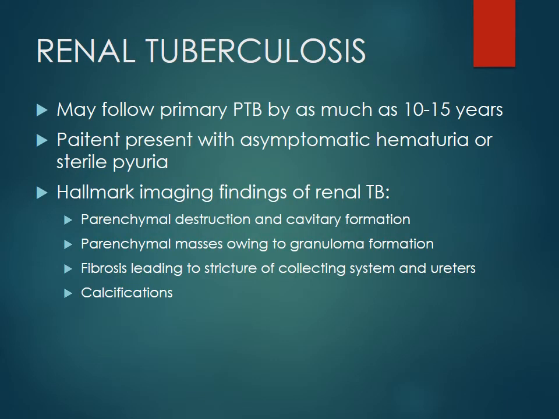The next disease we will be discussing would be renal tuberculosis. Usually this may follow from a primary tuberculosis infection by as much as 10 to 15 years. Patients with renal TB may present with asymptomatic hematuria or sterile pyuria. The hallmark imaging findings for renal TB would include parenchymal destruction and cavitary formation, parenchymal masses due to granuloma formation, stricture formation of the collecting system and ureter, as well as presence of dense coarse calcifications.